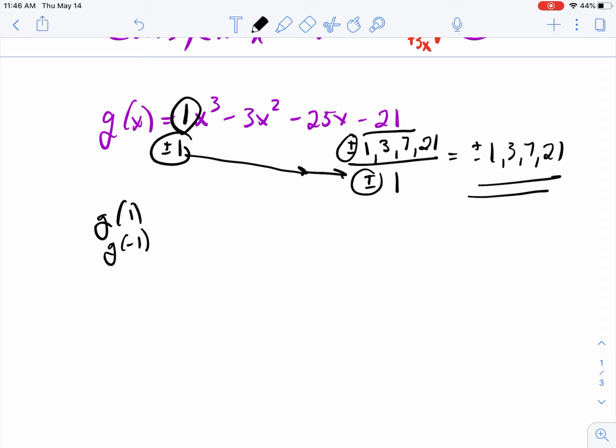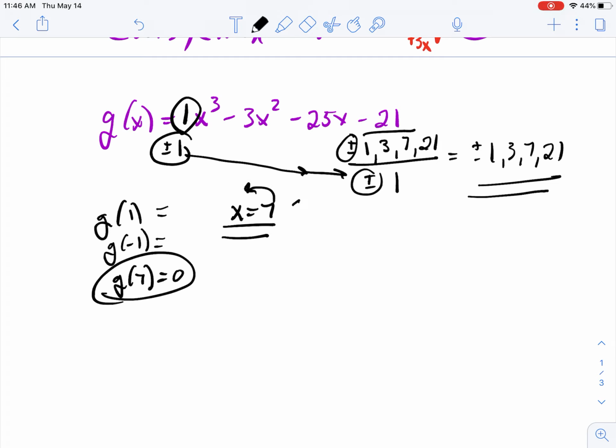Now remember, you have the possibility of putting graphing calculators on your phone, or if you have one at home, go ahead and do so. If you start plugging these in, eventually you're going to get one that does go to 0. I think the one that will eventually work is x of 7 will go to 0. All those others won't give it to you, which means that x equals 7 is a solution.